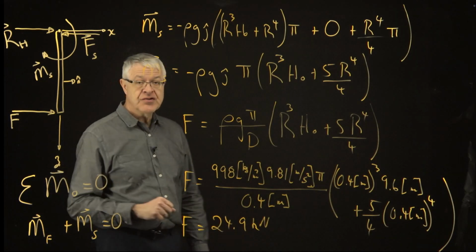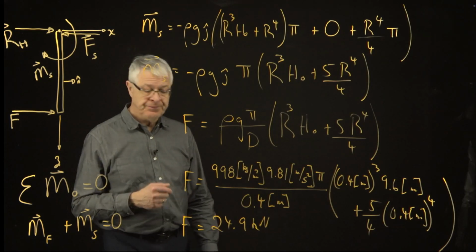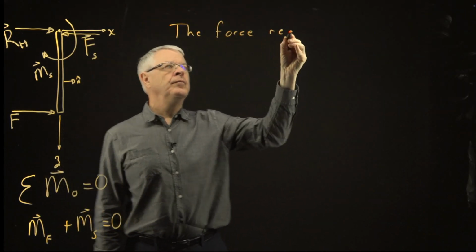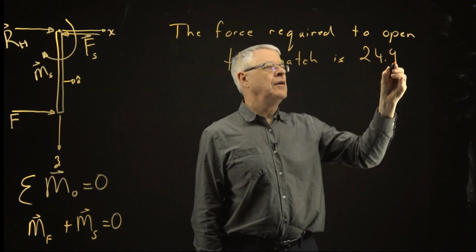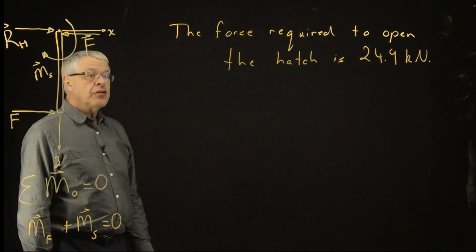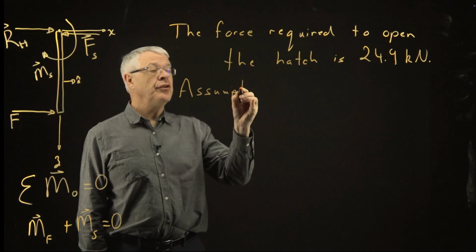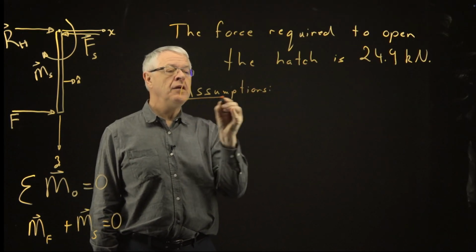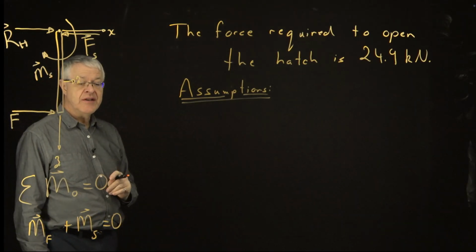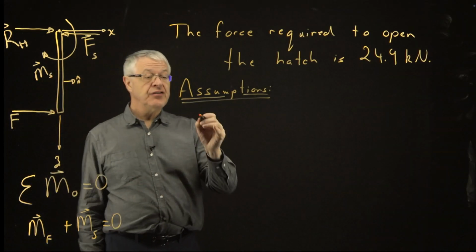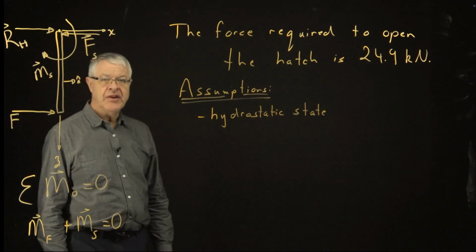So that's our force. So the last thing we need to do is write our concluding statement, and we'll come back and fill out our assumptions list. So that's our concluding statement. Now the assumptions that we made along the way to come up with that number are also important. So if we think back through our solution process, the assumptions that we made, we assumed that this fluid was in a hydrostatic state. So that's how we could use the basic hydrostatic equation.